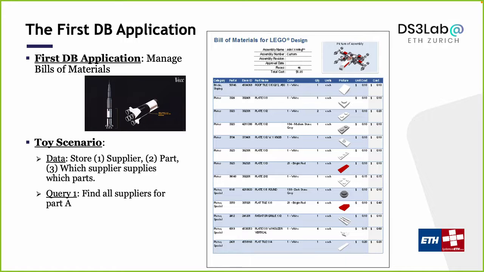Assume we are curious about two queries. Query number one is: give me all the suppliers for this part. It's a very simple query. The second query is: find me all the parts that are supplied by a supplier. So let's think about this very simple data model, this very simple piece of data, and these two very simple queries, and about different ways that we can build a system to make this happen.